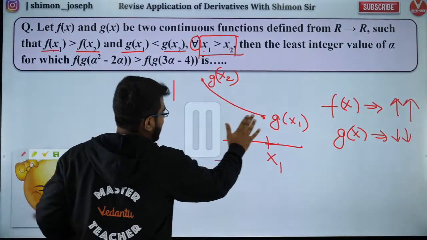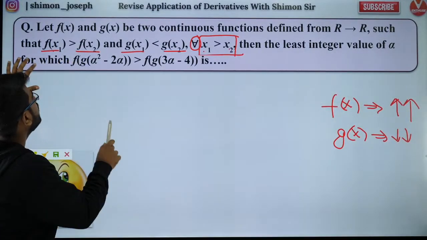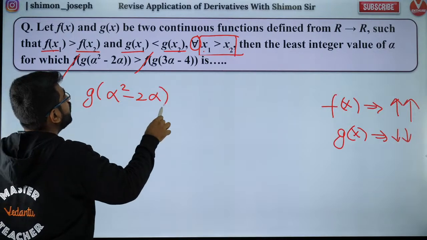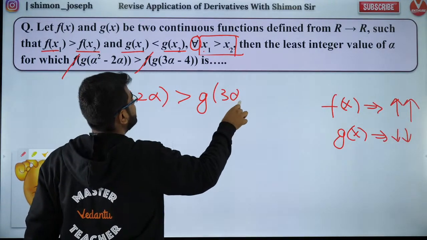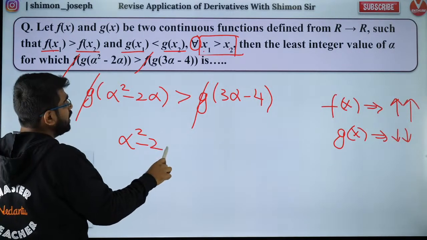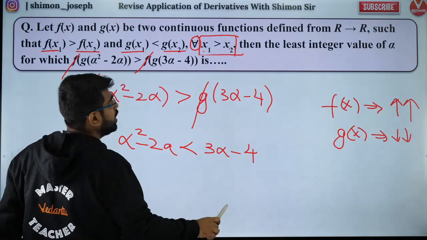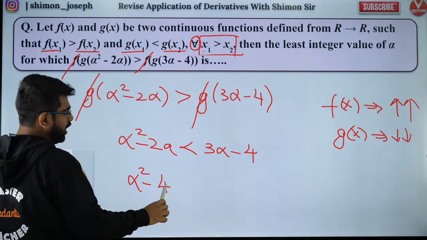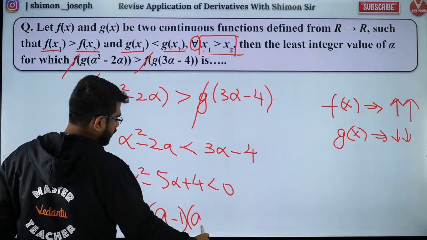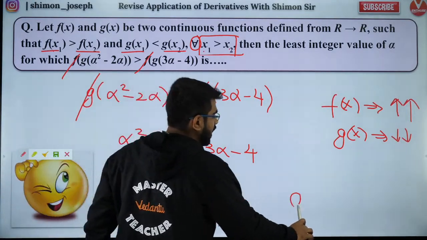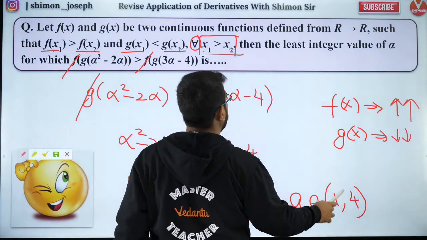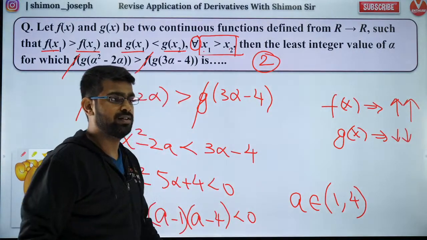Everybody got it? So let me erase the diagram. Now, when you remove an increasing function, the sign of the inequality will remain the same. Now, I am removing a decreasing function, the sign of the inequality will reverse. So it will become alpha square minus 5 alpha plus 4 is less than 0. So you will get alpha minus 1 into alpha minus 4 is less than 0. So alpha belongs to (1, 4). So the least integer value of alpha is 2 because the lowest integer value of alpha is 2. That's your answer.